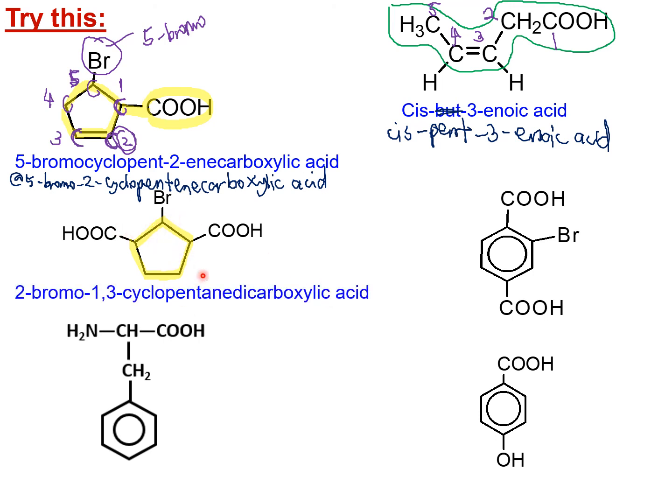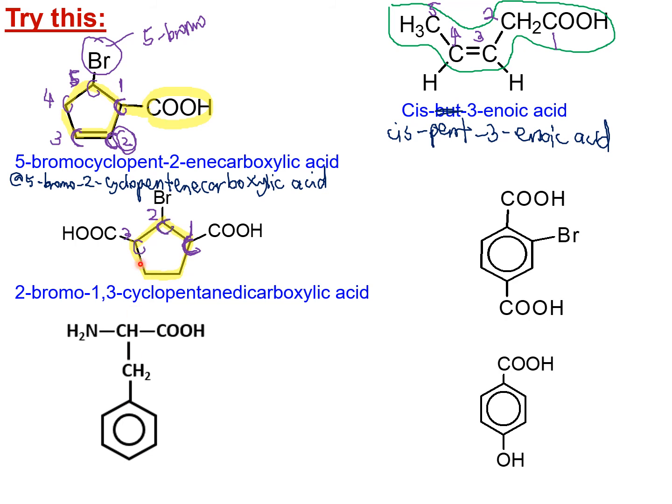Okay, so sekarang ni, since dia ada 2 COOH, ada Br, kita still need to bagi position, bagi number dekat COOH and also Br. So this is going to be carbon number 1. Carbon yang ada satuan COOH ni will be carbon number 1. Lepas tu Br ni carbon number 2, and this one carbon number 3.